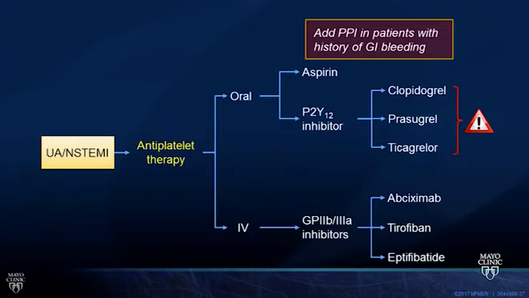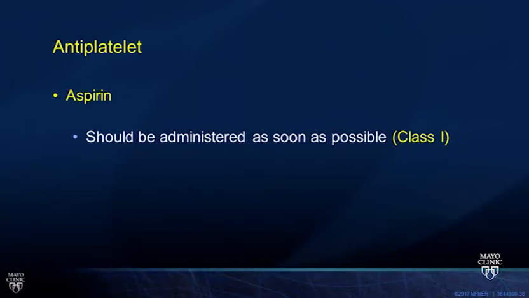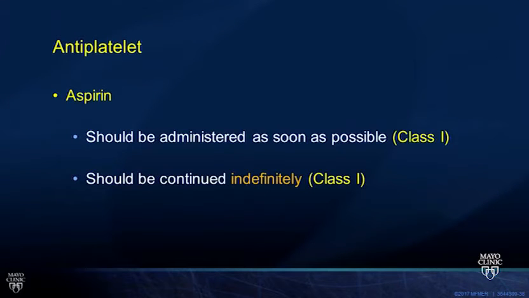Another important caveat, that in those patients now in the era of intense dual antiplatelet therapy who have a history of GI bleeding, we need to make sure that we protect them with proton pump inhibitors. Aspirin, as we've already learnt, is integral as part of the therapy, and it again should be administered as soon as possible upon presentation. It should also be continued indefinitely.